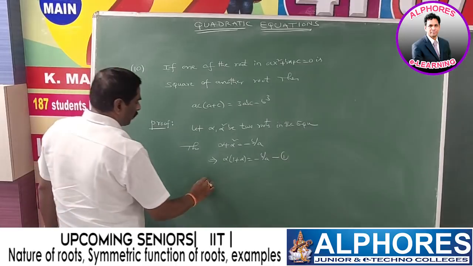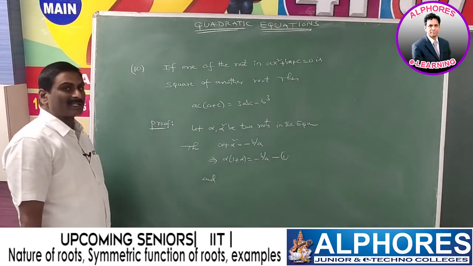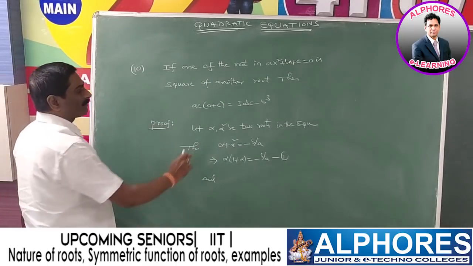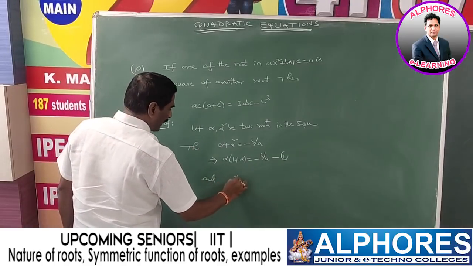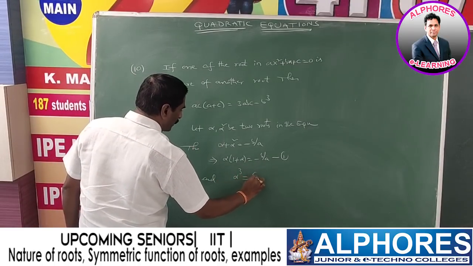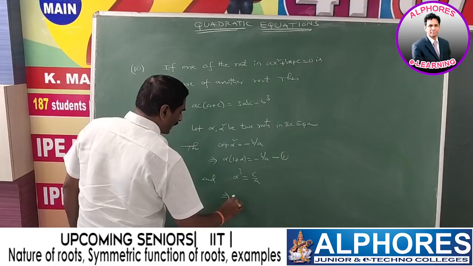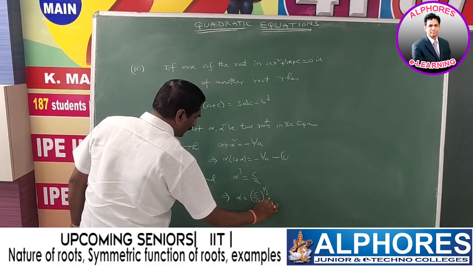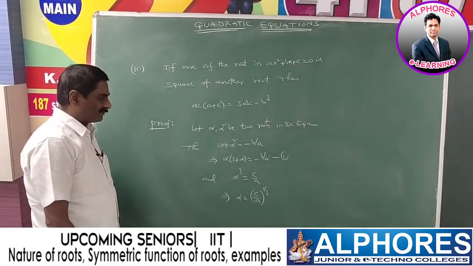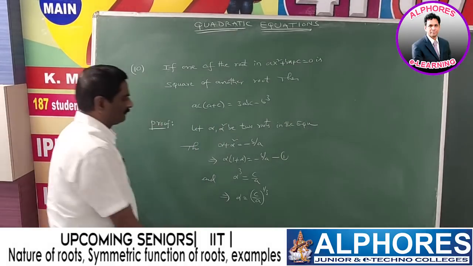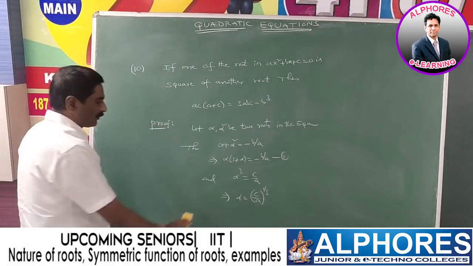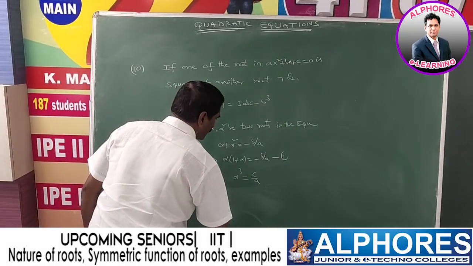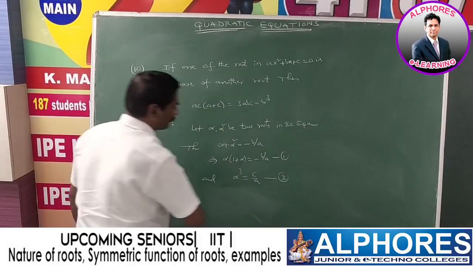And the product of the roots is equal to c by a. That means alpha beta is equal to c by a. Alpha beta means alpha into alpha square. That means alpha cube is equal to c by a. That implies alpha is equal to c by a whole power 1 by 3. Alpha cube is equal to c by a. This is equation number 2.